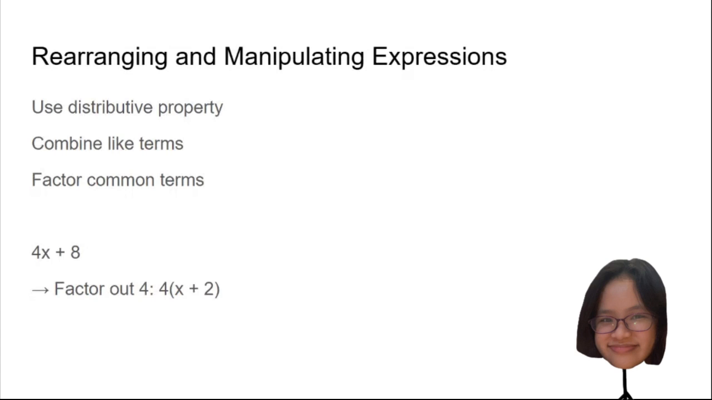So for 4x plus 8, we have to factor out the 4, which will make it 4 bracket x plus 2 bracket, because 4 is a common factor between 4x and 8.